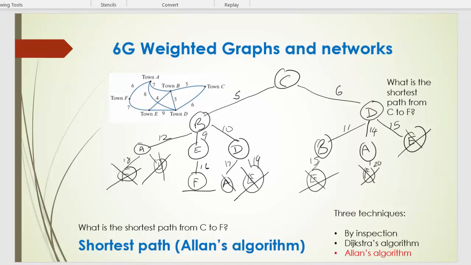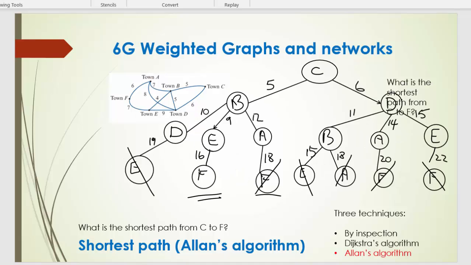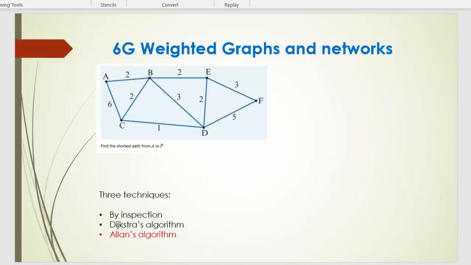Which proves not just that the shortest path is 16, but also all the other paths are longer. And that is the essentials of Allen's algorithm. That is the drawing that I did last year. Much the same kind of thing. So you can make the choice whether you use Allen's algorithm or Dijkstra's algorithm. No pressure. Let's have another one.